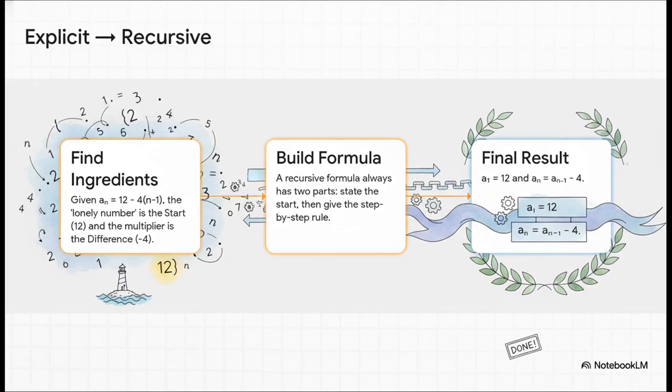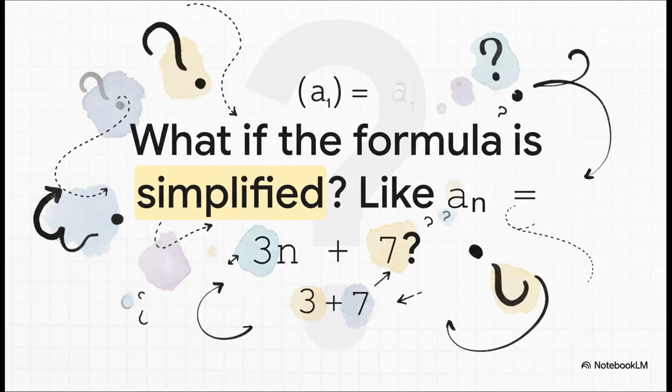So now we build the recursive formula. Remember, it always has two parts. You have to state the start, a1 equals 12, and then you give the step-by-step rule, an equals an minus 1 minus 4. And that's it. We're done. Okay, that seems pretty simple, right?